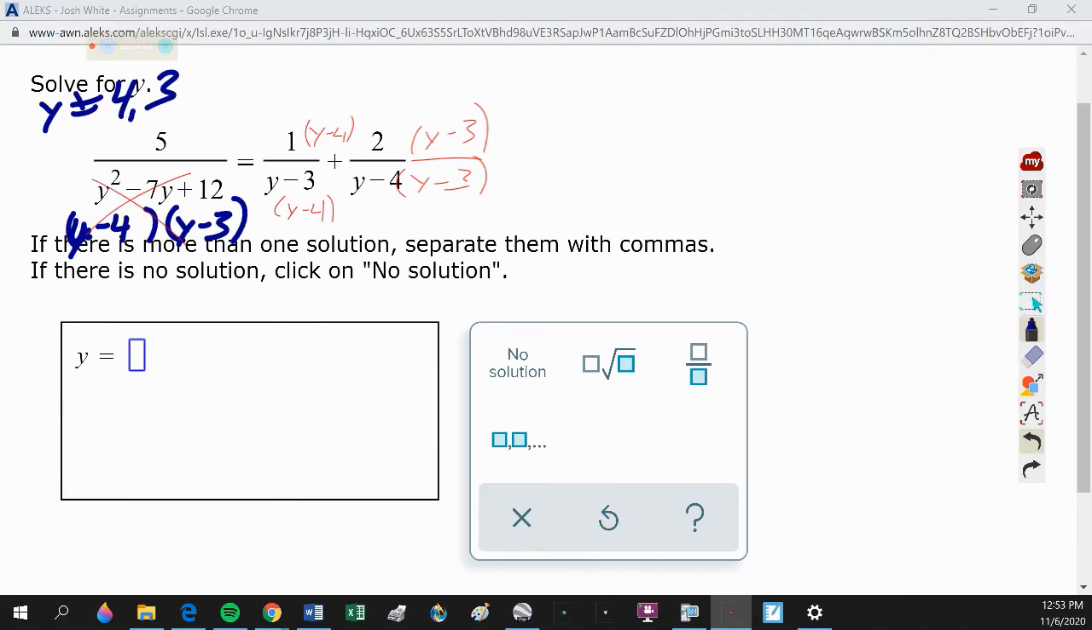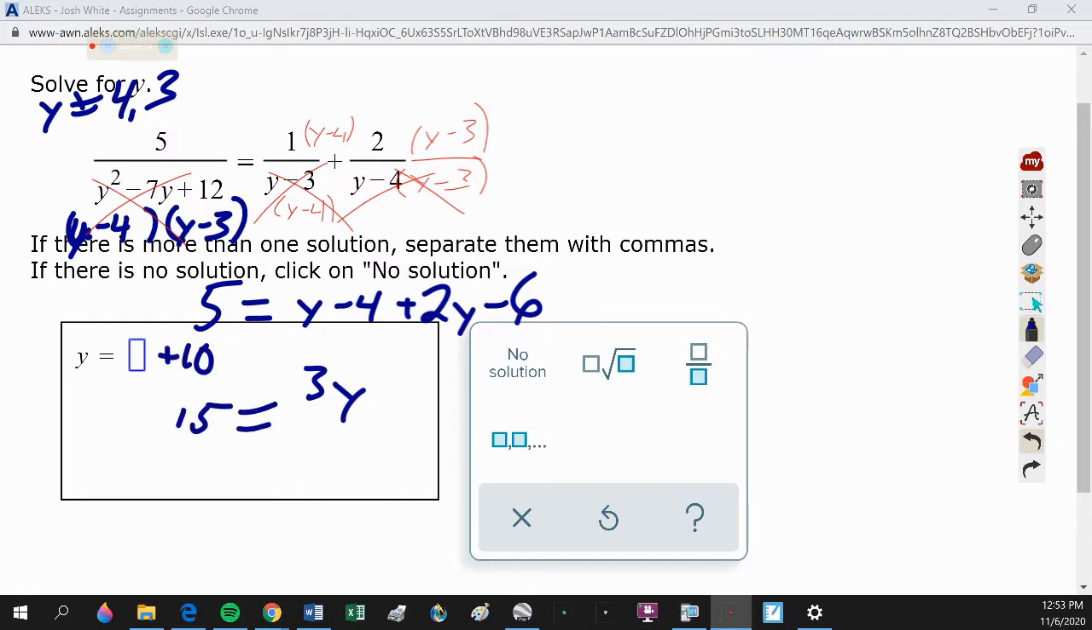And then we get rid of these. We don't need them anymore. So in the numerator, 5 equals y minus 4 plus 2y minus 6. You guys understand that? Okay. On the right, I get 3y, and then I need to add 10 over here. So y is 5. Is that allowed? Yes. What if 5 is not allowed? Then you say there's no solution, because the only one that worked turns out to be one of the ones that's not allowed.